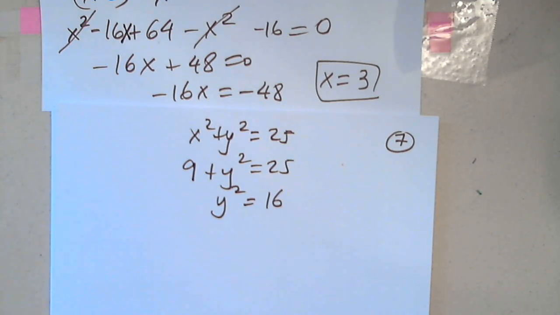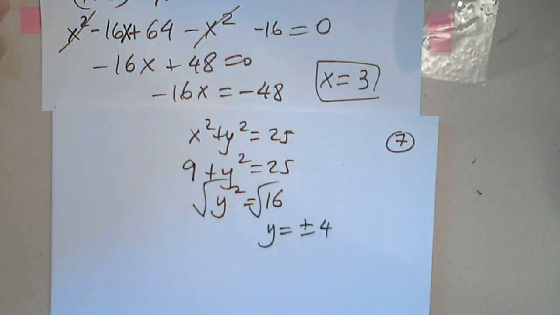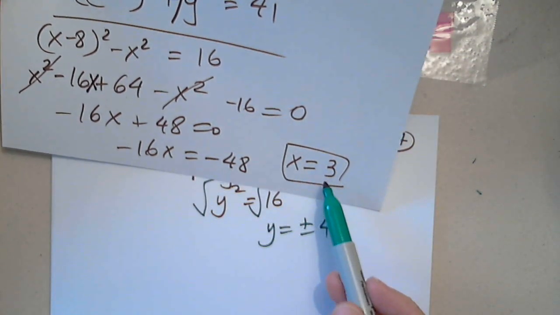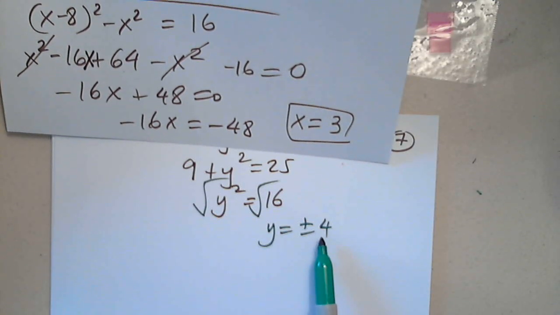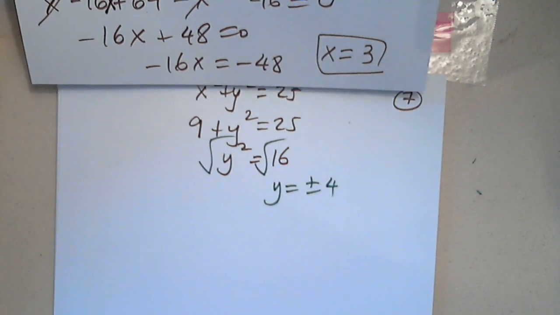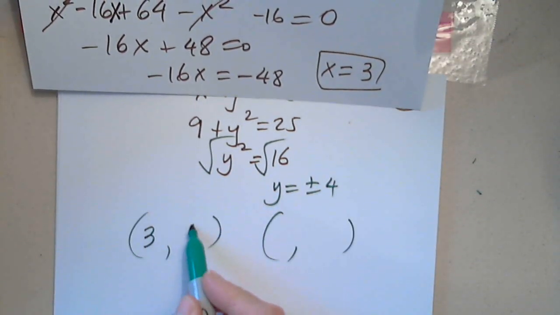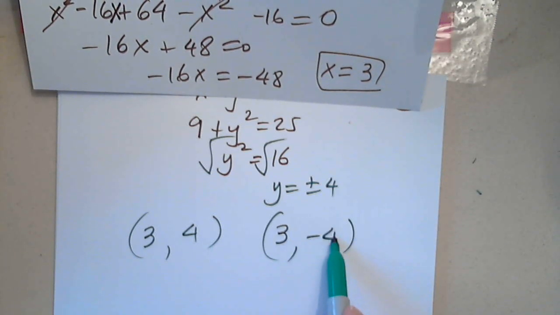Yes, take the square root and get 2 solutions. Awesome. So then y equals plus or minus 4. So when x equals 3, y could be 4. Also when x equals 3, y could be negative 4. So the system, like the one from before, has 2 solutions, 3, 4, and 3, negative 4.